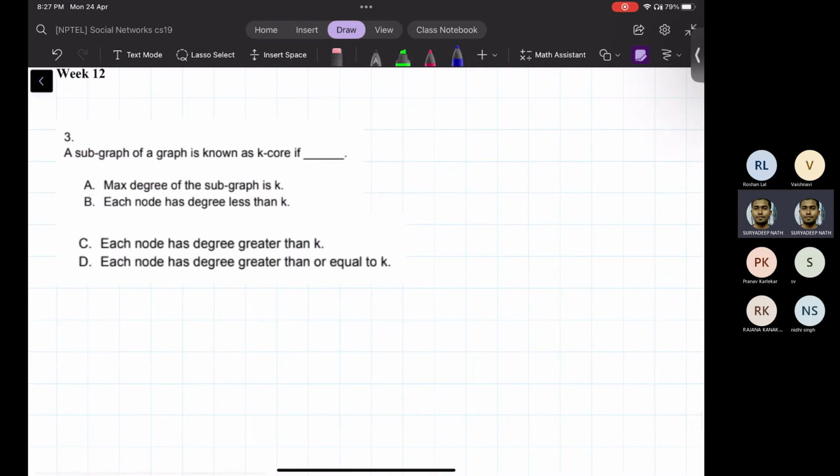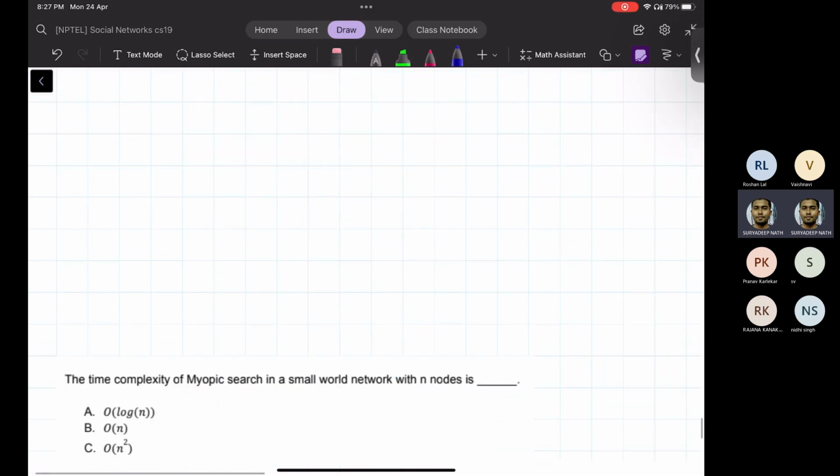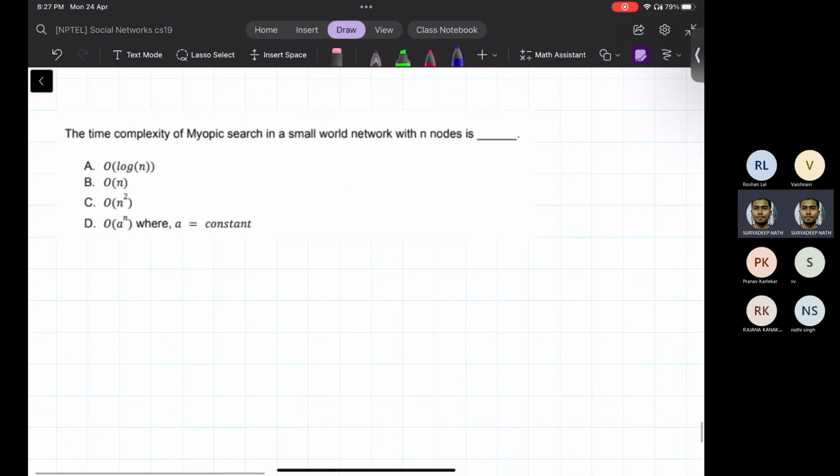Coming to week 12, a subgraph of a graph is known as a k-core if each node has a degree greater than or equal to k. Option D is the right answer. And next, the time complexity for myopic search in a small world network, it has been seen that it is O of log n.